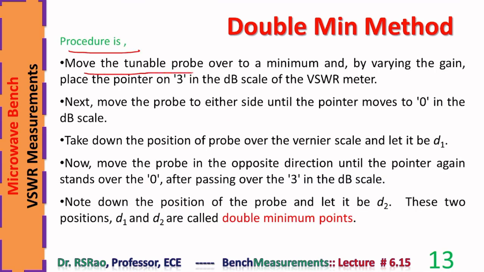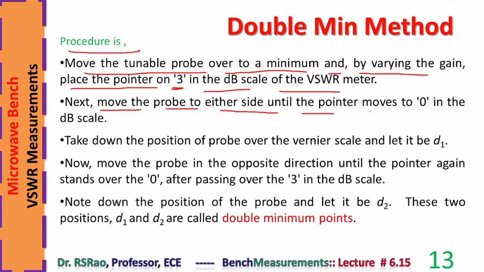The procedure is: move the tunable probe over to a minimum and, by varying the gain, place the pointer on 3 in the dB scale of the VSWR meter. Next, move the probe to either side until the pointer moves to 0 in the dB scale. So the dB scale is like this, 0 here, 3 will be somewhere here, 3 dB. Now place the probe over a minimum and, by varying the gain, see that the pointer is over 3. Next, move the probe to either side until the pointer moves to 0 over the dB scale.